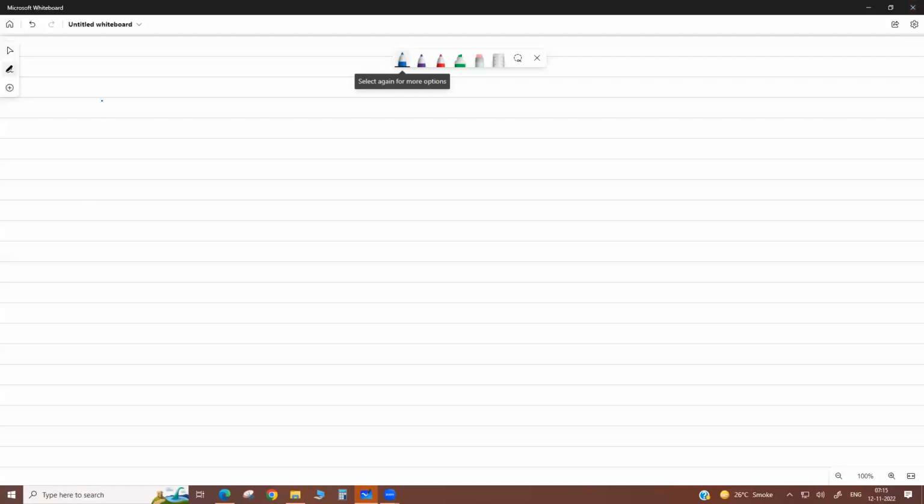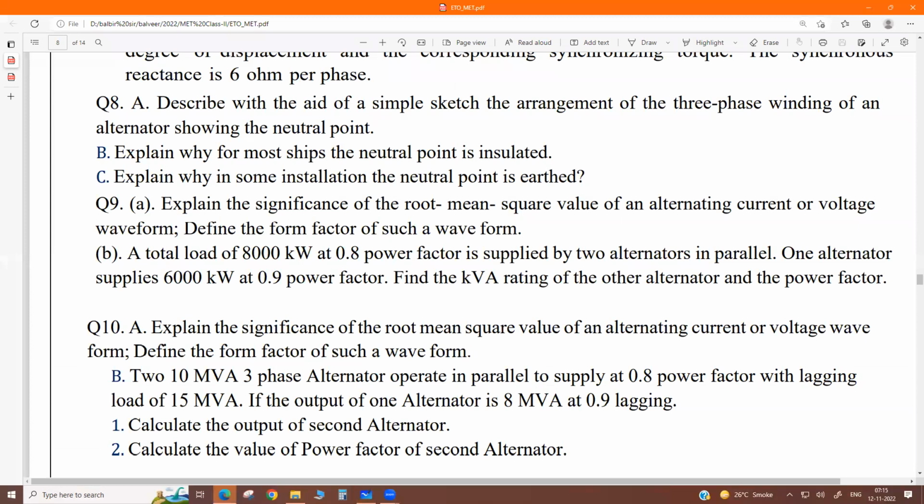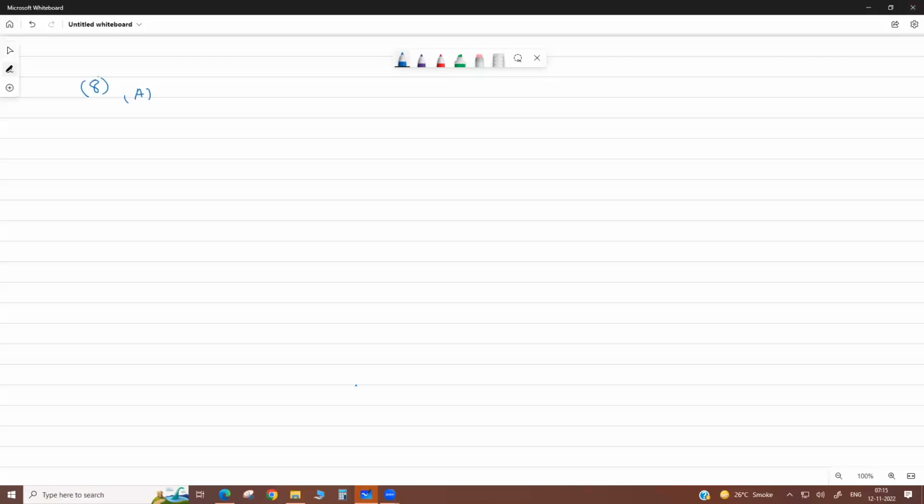Okay, this eighth question has part A, part B, C also. He said that you just have to draw the three-phase winding of the alternator, which is star connected, and you show the neutral point.